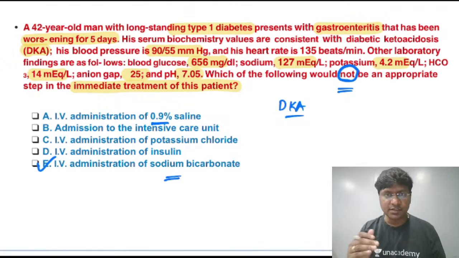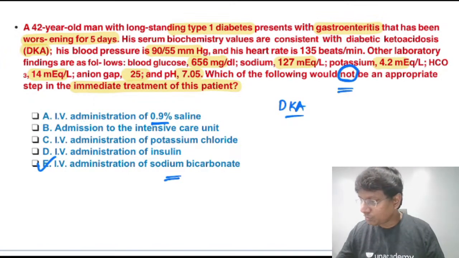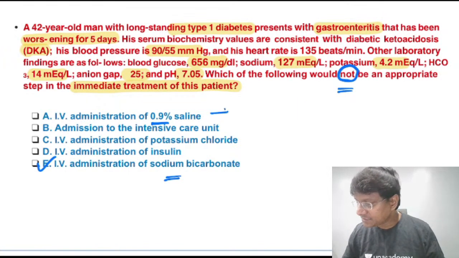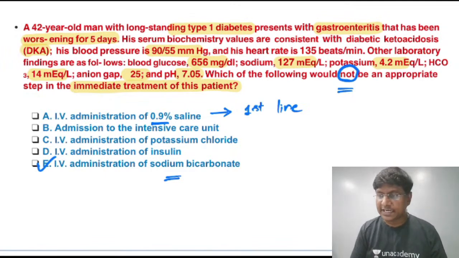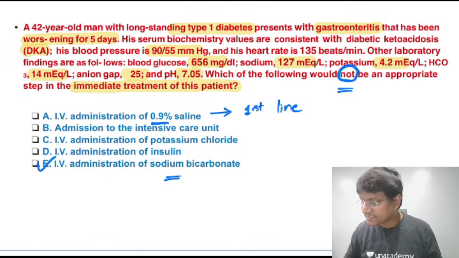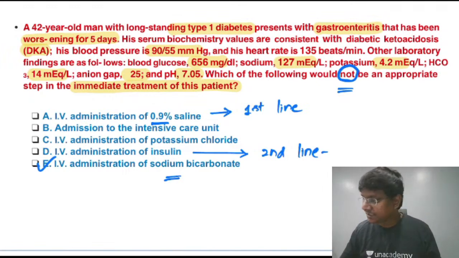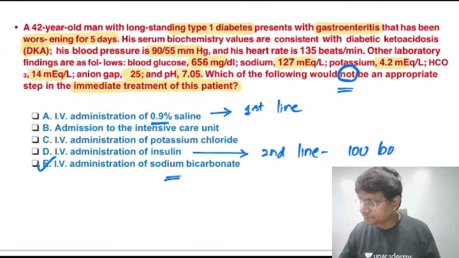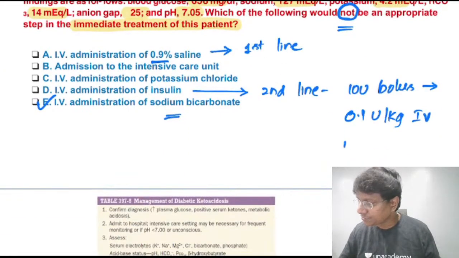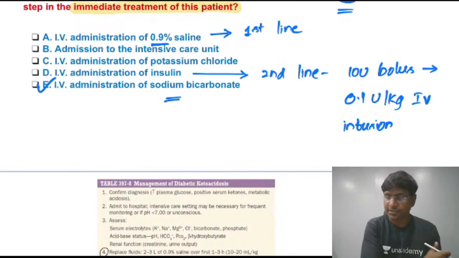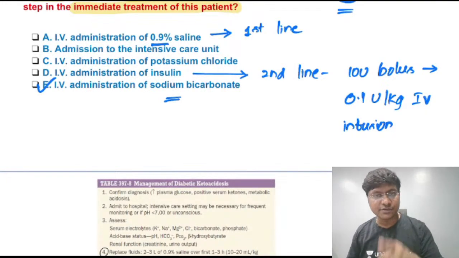Now let me explain to you the management of diabetic ketoacidosis quickly. So what do you think is the first line treatment? The first line treatment in patients with diabetic ketoacidosis is the administration of IV fluids. After the administration of IV fluids, the next important step is you need to give insulin, right? And how will you give insulin? You need to give a 10 units bolus, followed by 0.1 units per kg body weight IV infusion, which is what you need to start. So that will be the second line, that is administration of insulin.